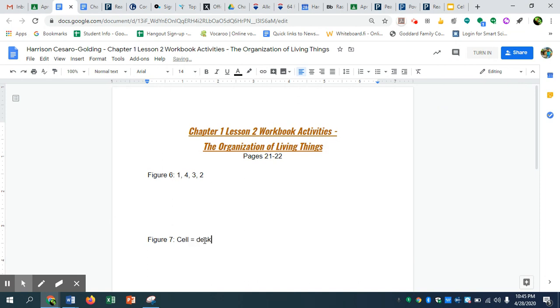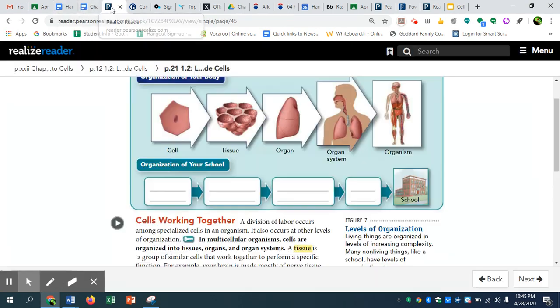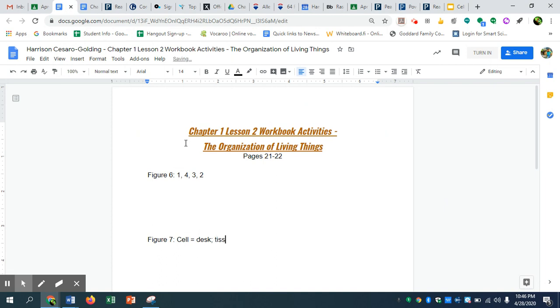Okay. So now, if a cell is like a desk, what could the tissues represent? So you have a bunch of desks together. So when you have a bunch of desks in a certain room, what do you have? You have a classroom. So you could say that a tissue is similar to a classroom. So we could say tissue equals classroom.